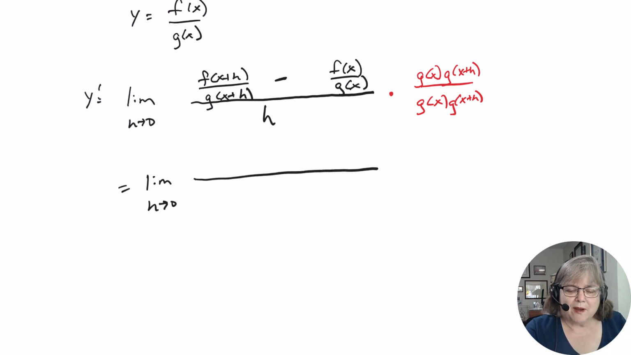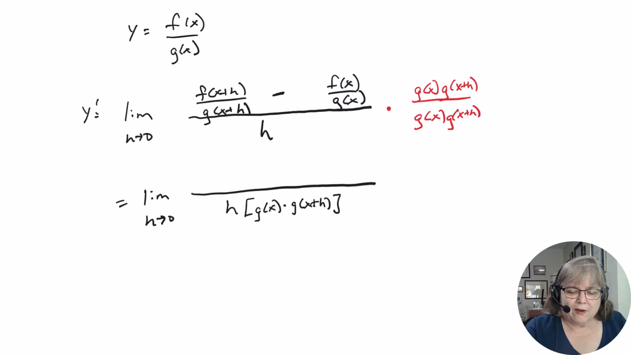Okay, so let's look at the bottom. h times g of x plus h is h times g of x times g of x plus h, right? Now, up here, this g of x plus h is going to cancel this g of x plus h and leave us f of x plus h times g of x, okay?